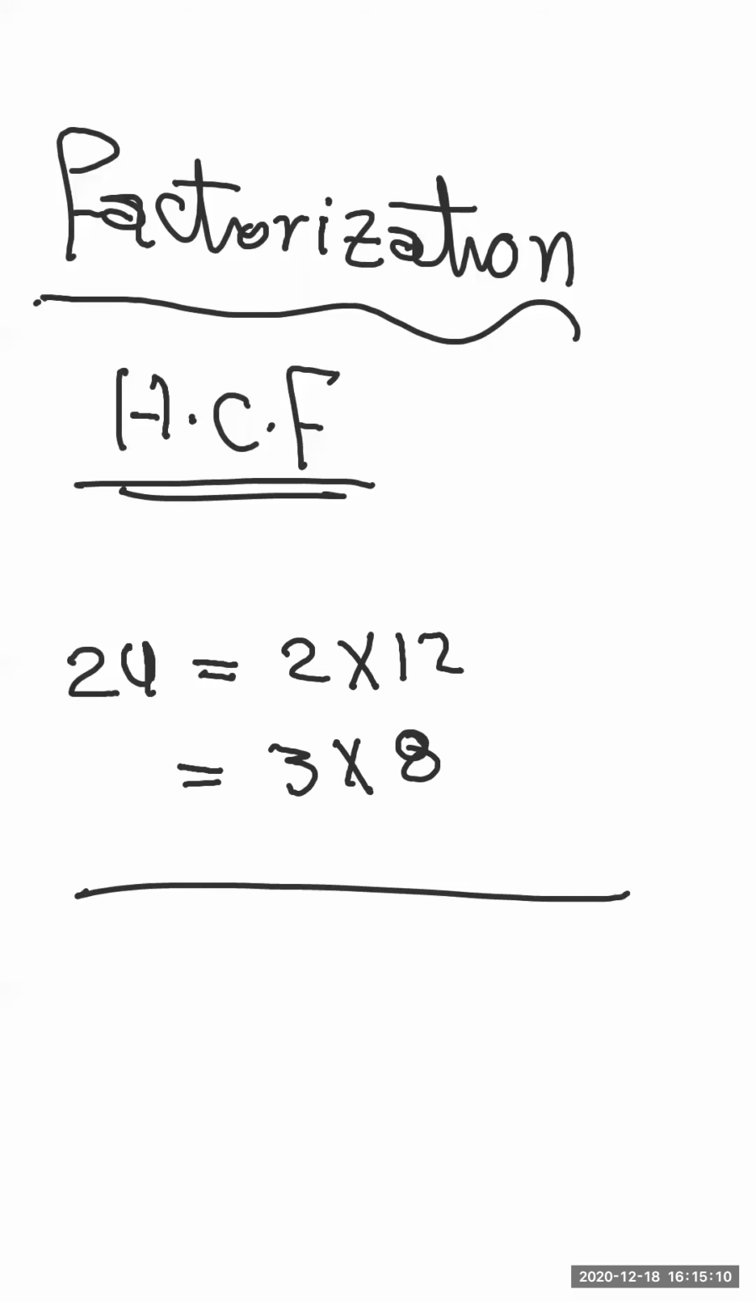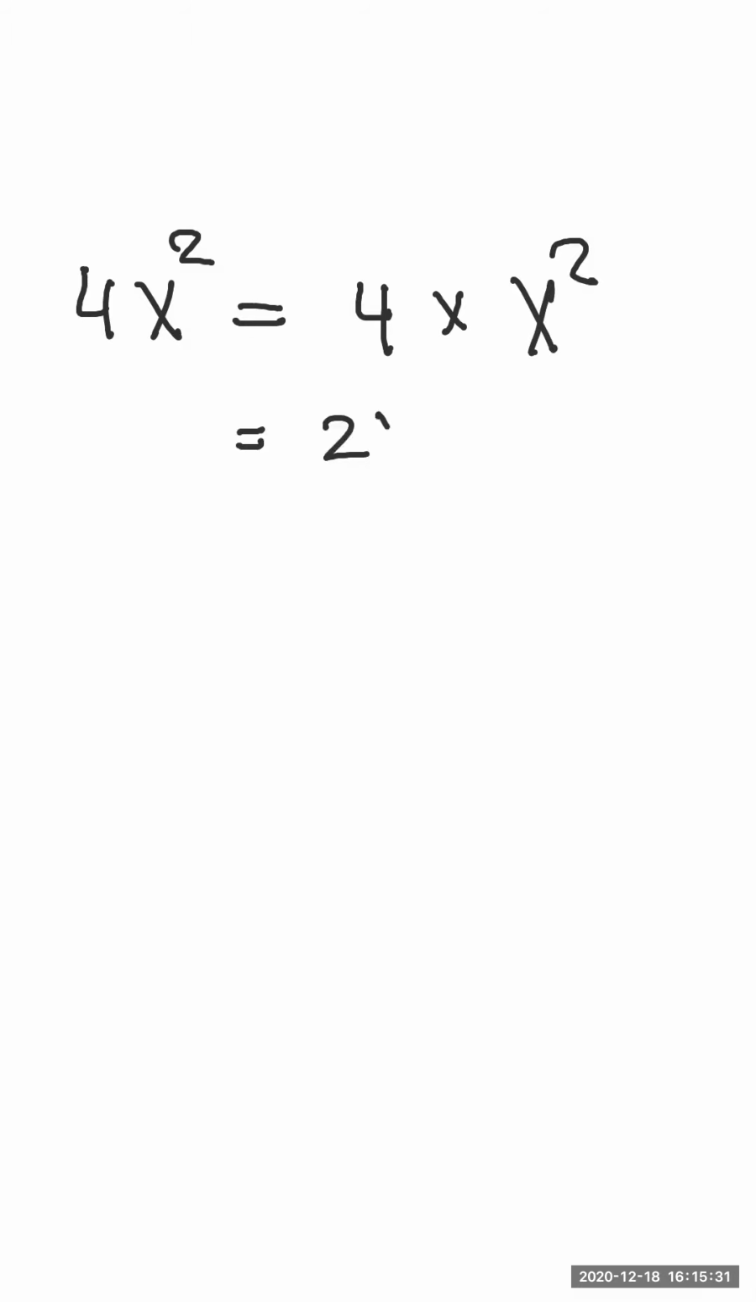So our lesson is related to the factorization of algebraic terms and numbers. Like this one, if there is a term like 4x squared, this may equal 4 times x squared, or it equals 2x times 2x. So this is how to factorize the term.